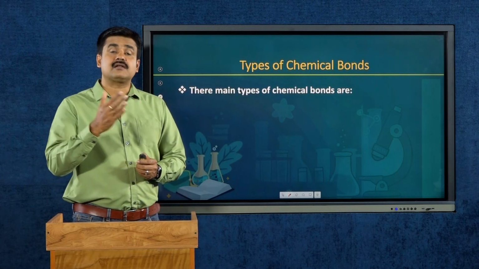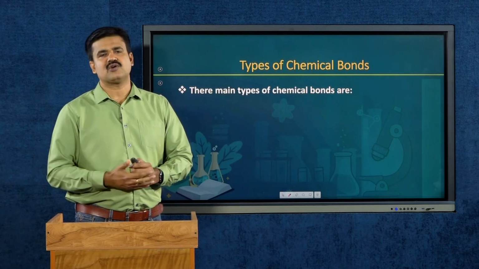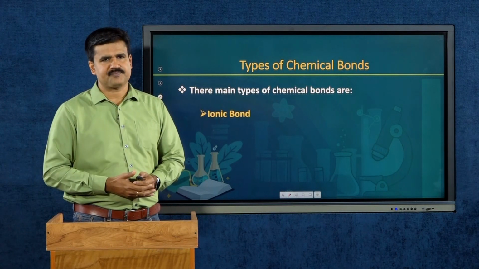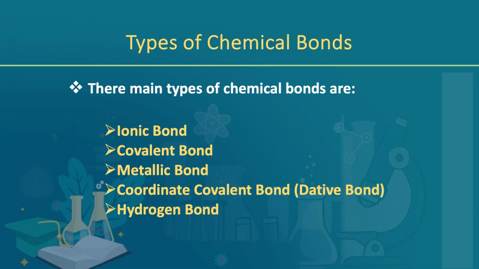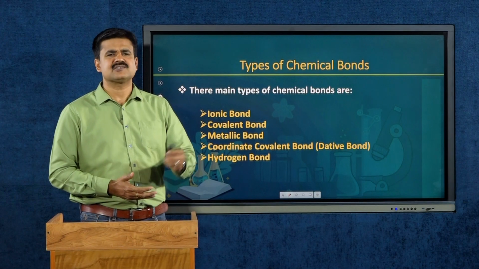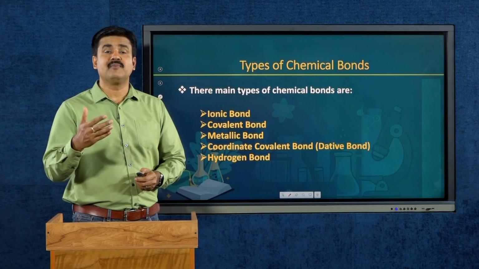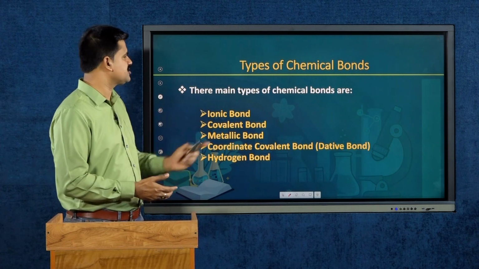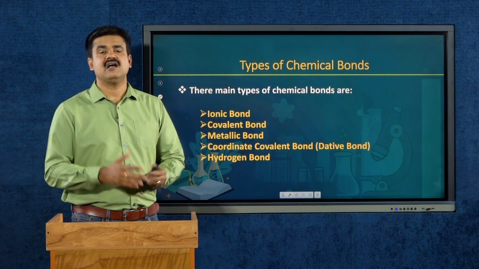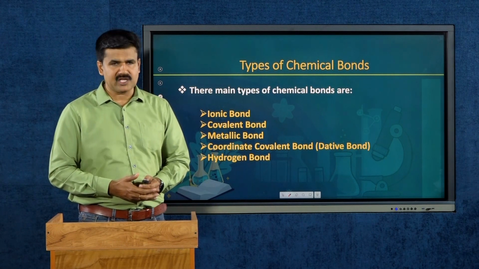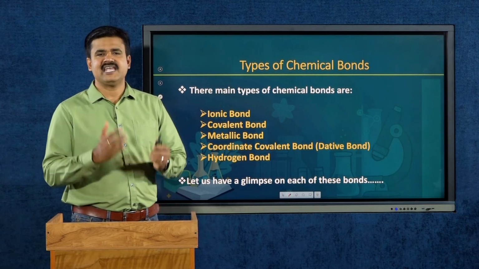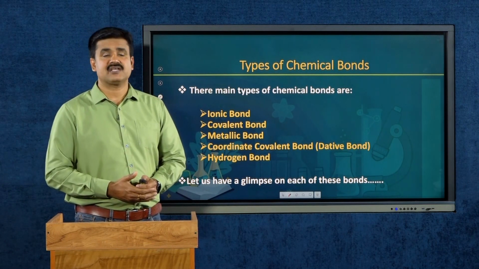There are several types of chemical bonds, and we are now focusing on various kinds of chemical bonds. Different types of chemical bonds are: first one, ionic bond; another one is covalent bond; third one is metallic bond; fourth one is coordinate bond or dative bond; and another category is hydrogen bond. So, these are various types of common chemical bonds, out of which the first two, namely ionic and covalent, are more popular among different molecules. Now, let us have a glimpse at each of these types of chemical bonds.